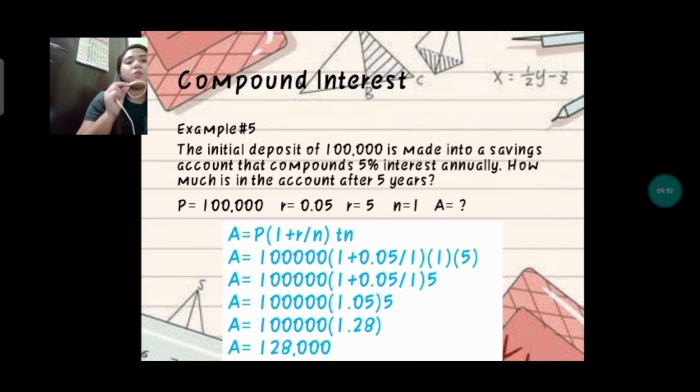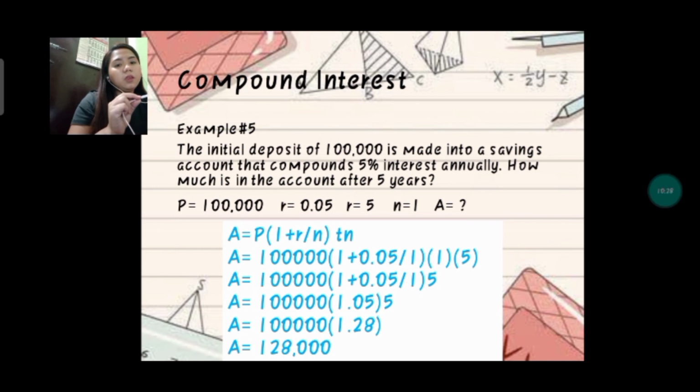For the last example, we have example number 5. An initial deposit of 100,000 is made into a savings account that compounds 5% interest annually. How much is in the account after 5 years? So after 5 years, how much money will be in the account? P is equal to 100,000. R equals 0.05, because 5% divided by 100 equals 0.05. And then n is equal to 1, because it compounds 5% interest annually, so annually talks about 1 year. And then A is the unknown.